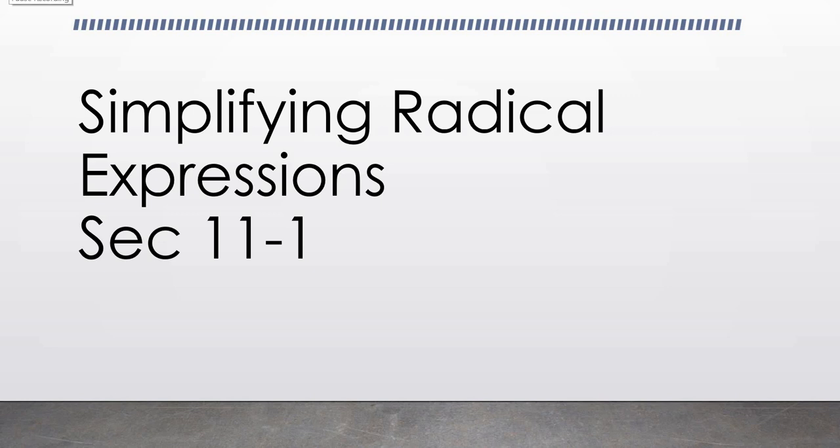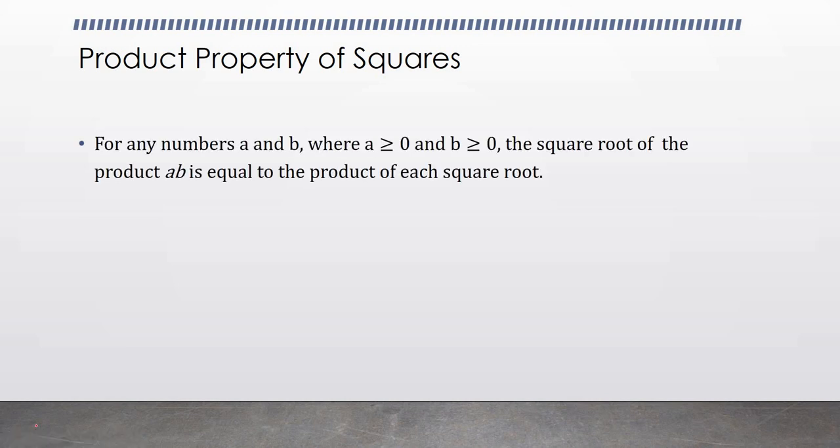Okay, section 11.1 is simplifying radical expressions. So I'm going to start by reviewing some of the basics, which you've seen before. The product property of squares says for any numbers a and b, where a is greater than or equal to 0 and b is greater than or equal to 0, the square root of the product ab is equal to the product of each square root. So what does all that mean?